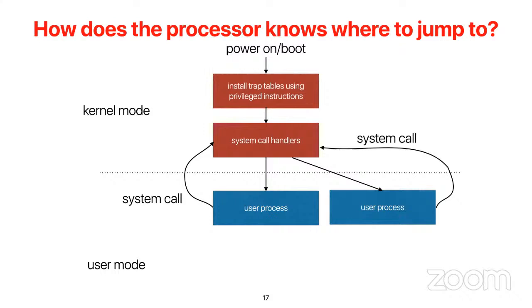So that's the whole picture of why the operating system and your process know where in the kernel code to jump to, because you have the trap table installed when you power on or boot your system. That's what the whole booting process is trying to do when you power up the machine.